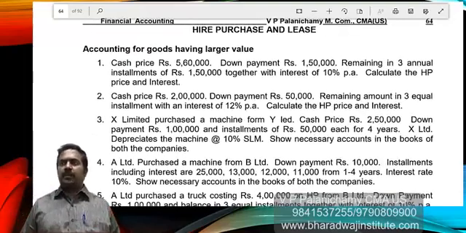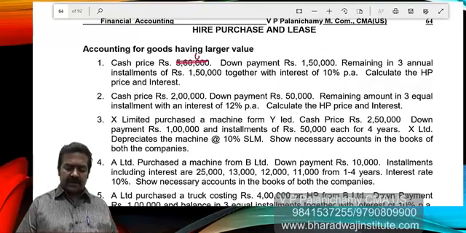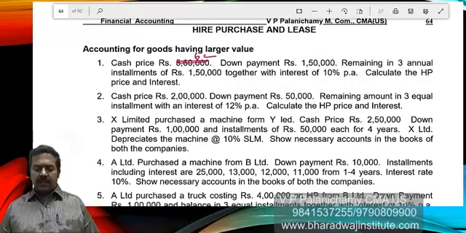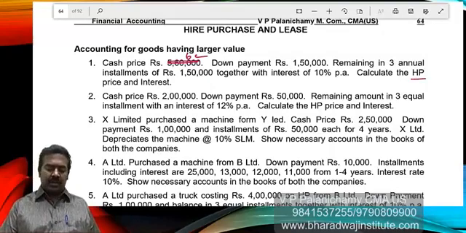There is a mistake in the problem. I request you to change it. What is the cash price? Take it as 6 lakhs, please. That's a typing error. Cash price 6 lakhs. Down payment 1 lakh 50,000. Remaining in 3 installments of 1 lakh 50,000 plus interest 10% per annum. They ask you to work out the hire purchase price and interest.